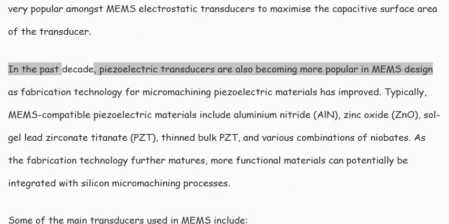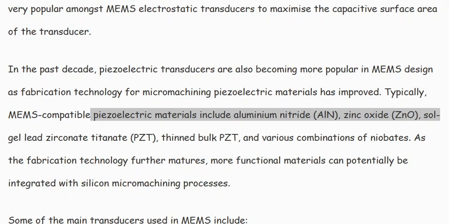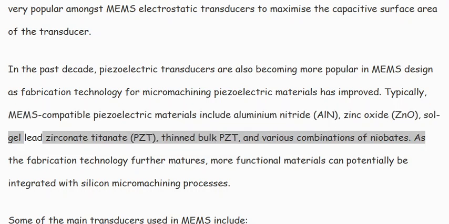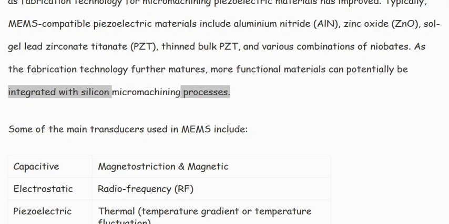In the past decade, piezoelectric transducers are also becoming more popular in MEMS design as fabrication technology for micromachining piezoelectric materials has improved. Typically, MEMS-compatible piezoelectric materials include aluminum nitride, AlN, zinc oxide, ZnO, sol-gel lead zirconate titanate, PZT, thinned bulk PZT, and various combinations of niobates. As the fabrication technology further matures, more functional materials can potentially be integrated with silicon micromachining processes.